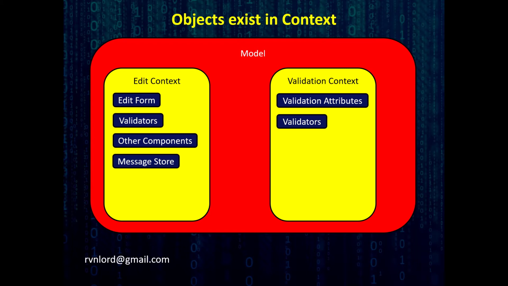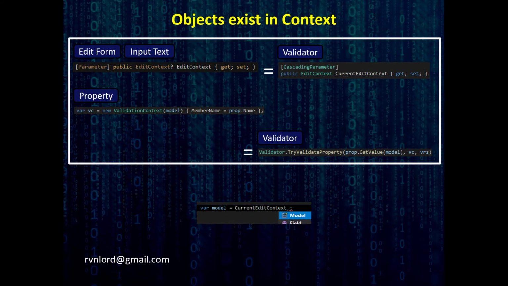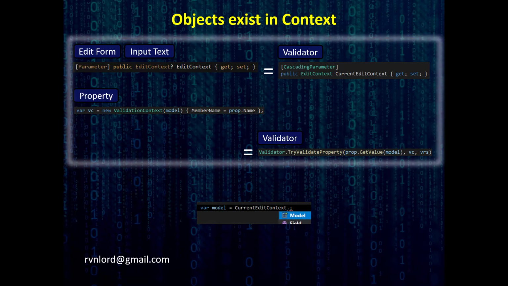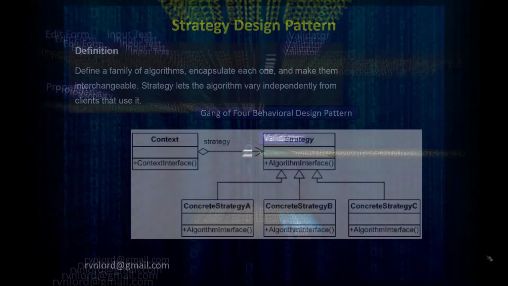Many things in ASP.NET Core exist in context of some other object. Forms, validators, message stores, attributes, and other objects share the same context instances so they can get access to their data and logic. Since these particular contexts operate on a specific model, every object utilizing such context is often able to inherently access the model as well.